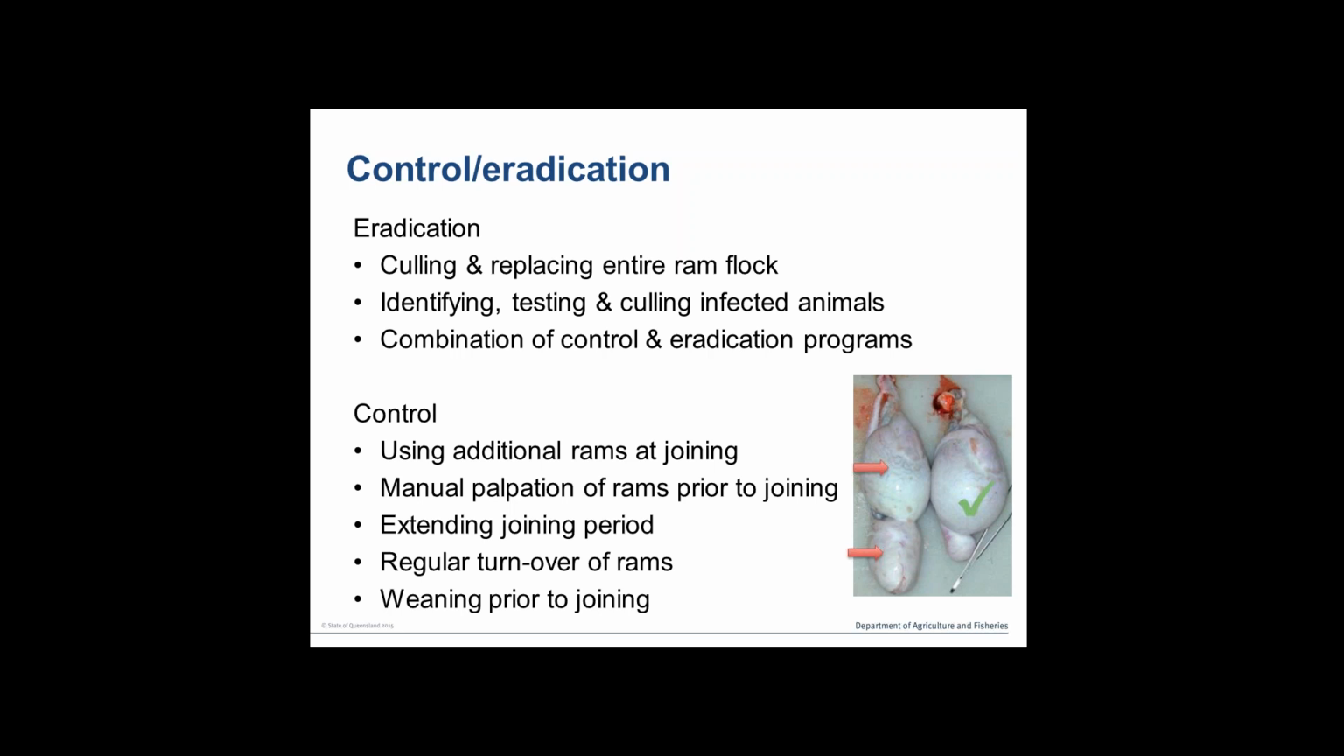It may be more feasible in some situations to combine a control program with a staged eradication program with the aim to build up a clean herd as fencing and paddock management improves. Also, some producers may choose to live with the disease but implement control strategies to reduce the impact of the disease. A control program may include using additional rams at joining, manual palpation of rams prior to joining, extending the joining period, regular turnover of rams and replacement with fertile rams, and weaning prior to joining.